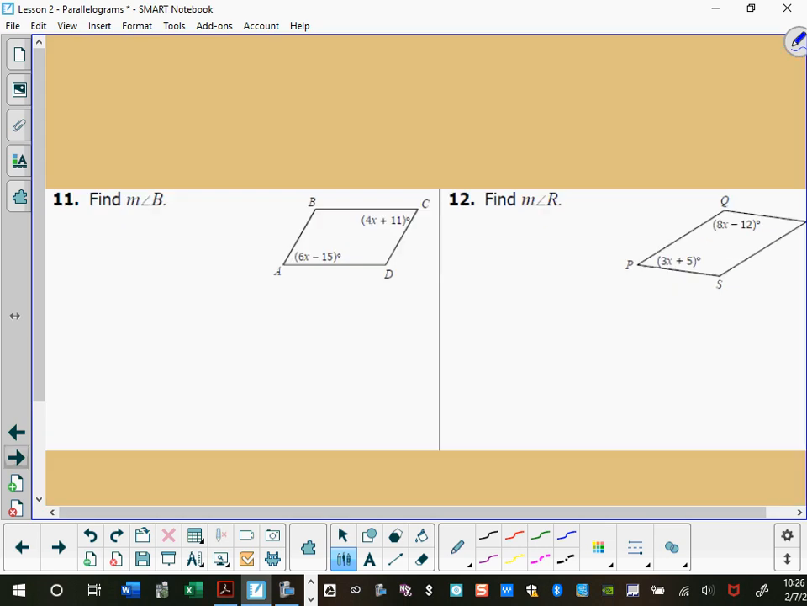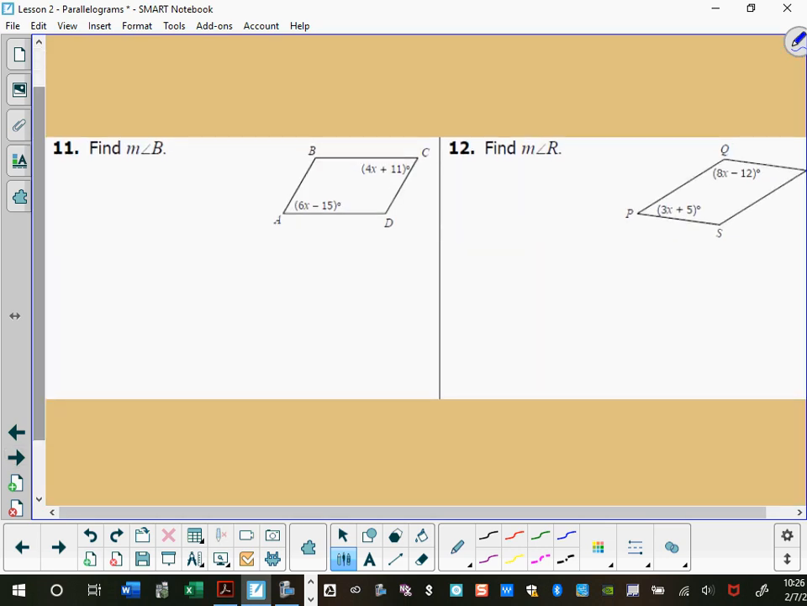All right, let's look at number 11. It says find the measure of B. Well, what's special about these two angles, angle A and angle C? What's special about them? What do we know about opposite angles? They're equal to each other.